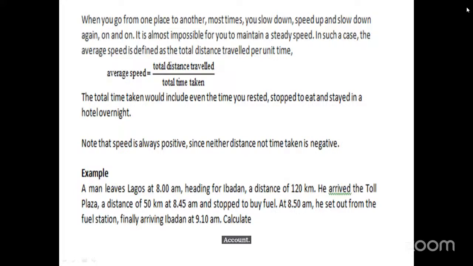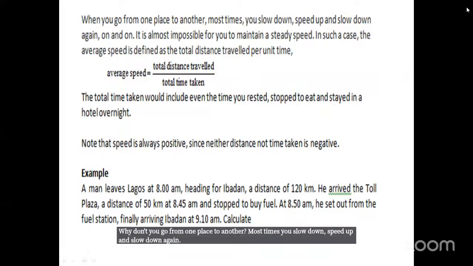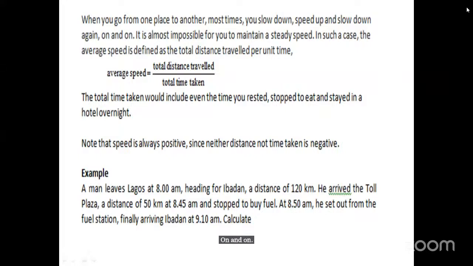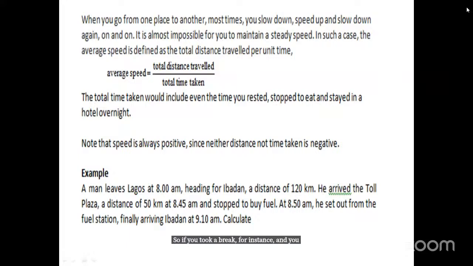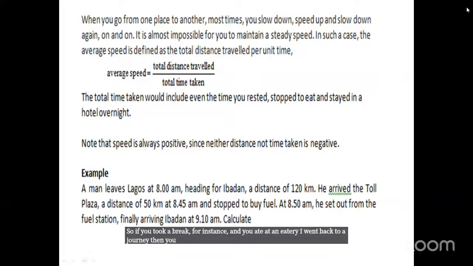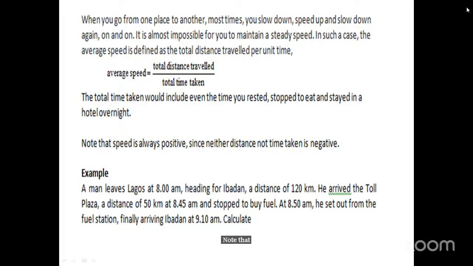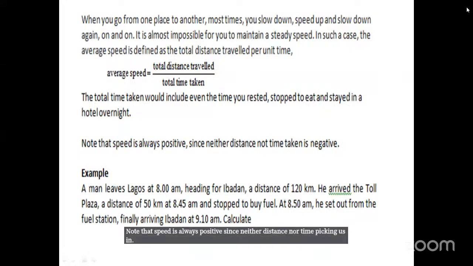When you go from one place to another, most times you slow down, speed up, and slow down again, on and on. It is almost impossible for you to maintain a steady speed. In such a case, the average speed is defined as the total distance traveled per unit time. So if you took a break, for instance, and you ate at an eatery and went back to your journey, then you have to add that time to it as well. If you slept overnight or whatever, you add whatever time you spent. Note that speed is always positive since neither distance nor time is taken as a negative.